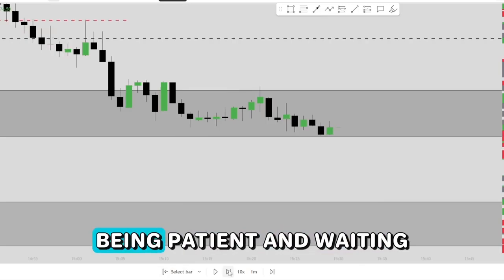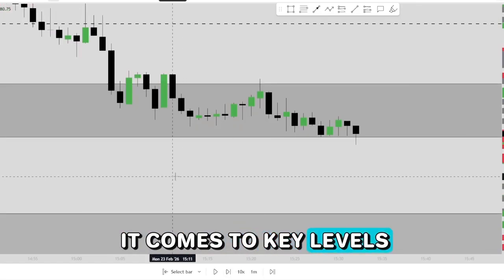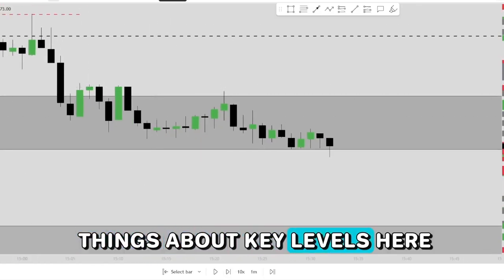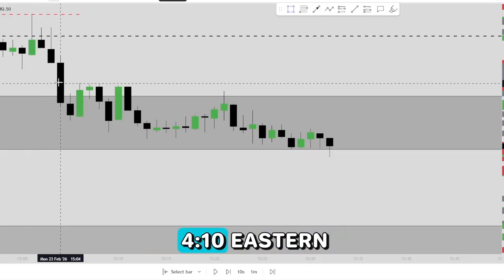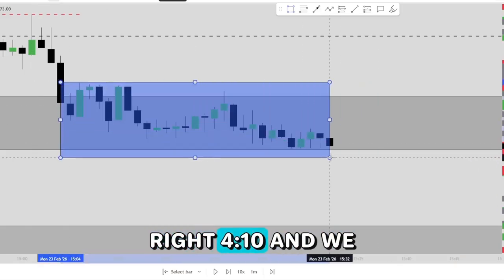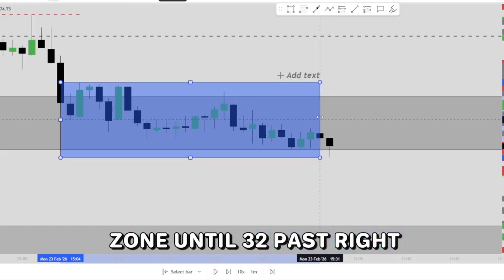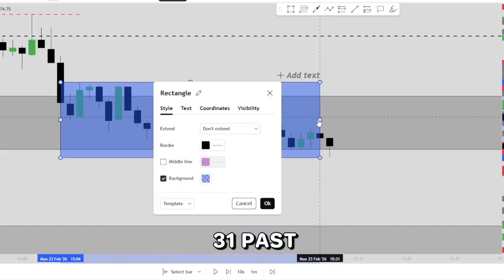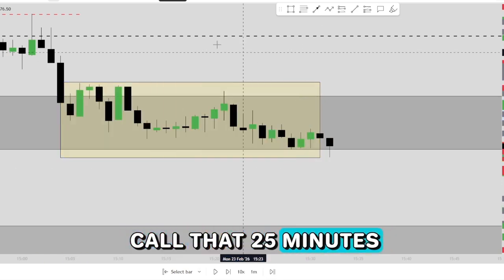So again, being patient and waiting for the move is your biggest advantage when it comes to key levels. A couple of things about key levels here. Let's break this down. We tap into this zone at 10 past 4 Eastern, and we didn't break below the zone until 31 past. We stayed in this zone for almost 25 minutes.